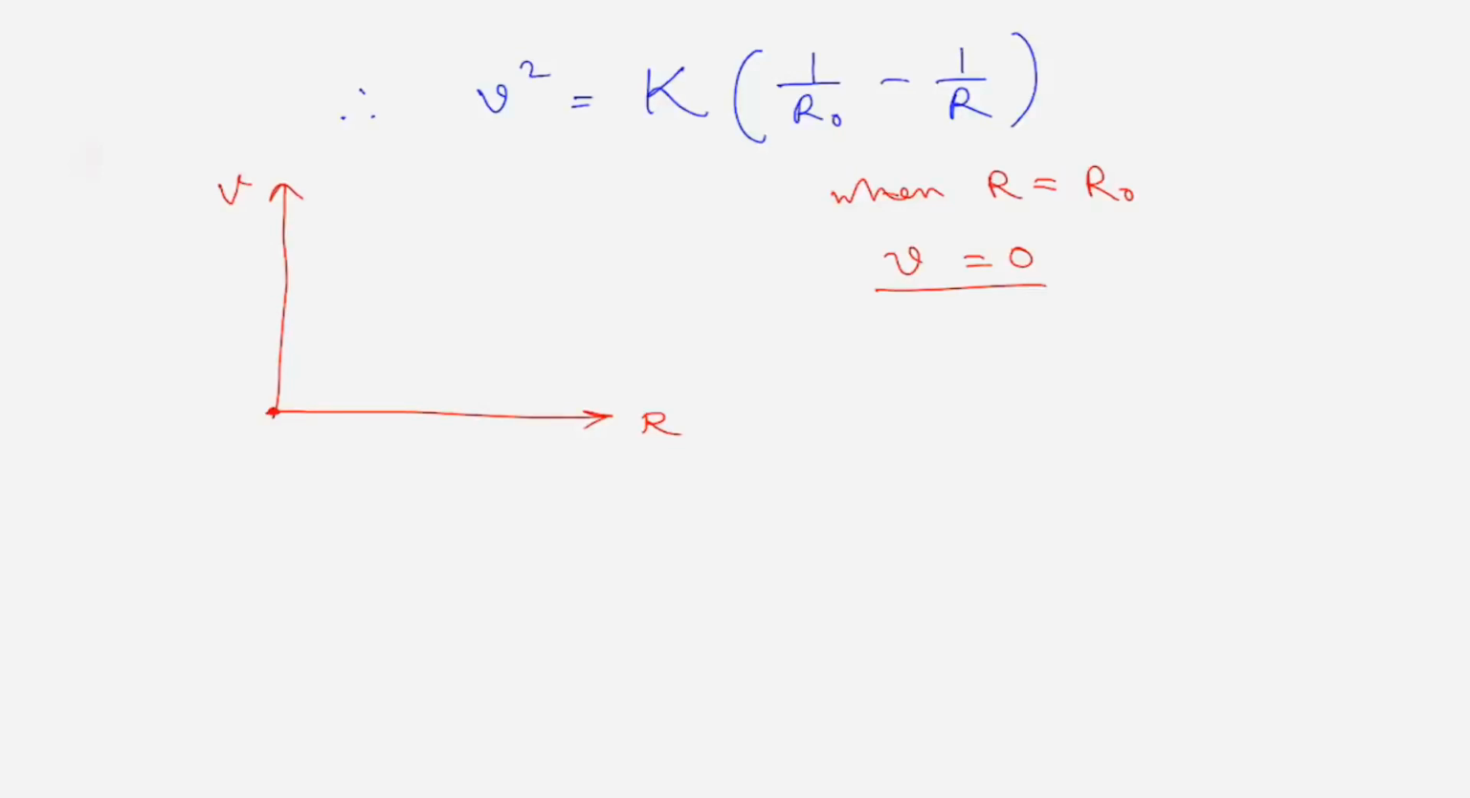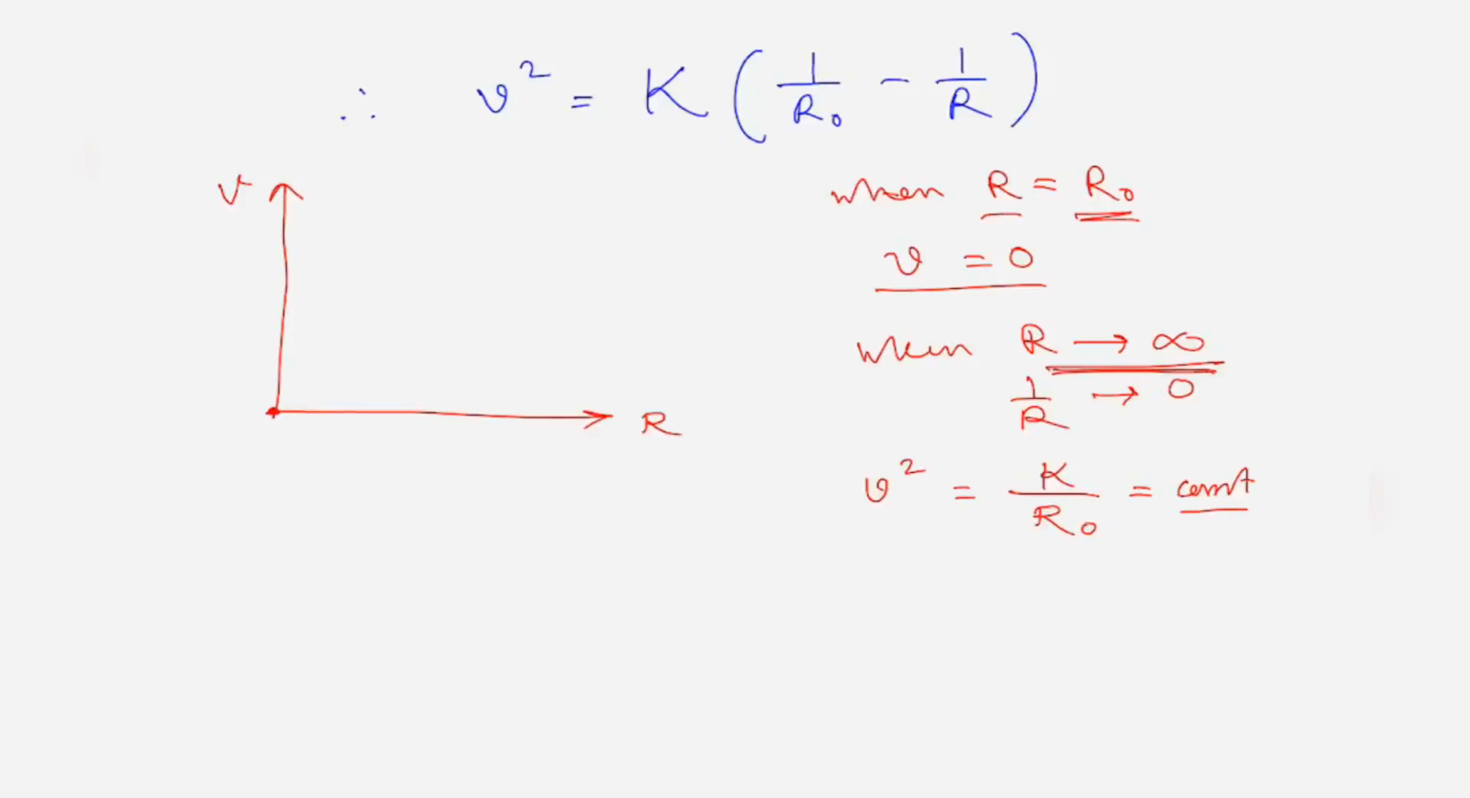Now when R tends to infinity, we can say 1 by R tends to 0. Therefore V square is equal to k by R naught, which is a constant value. Therefore I can say that when R increases, the initial value of R is R naught, so R increases from R naught to infinity, then this value of V saturates, right? Therefore I can say that the plot will look like this.